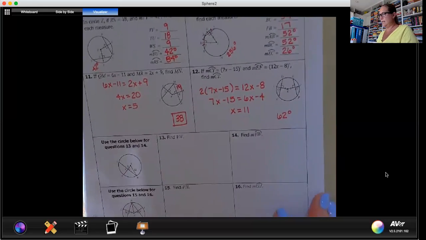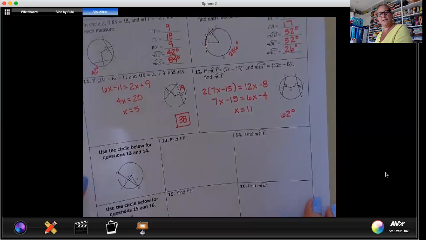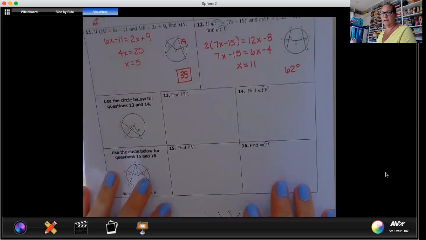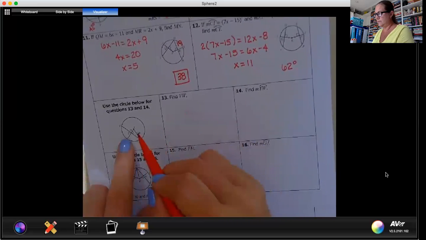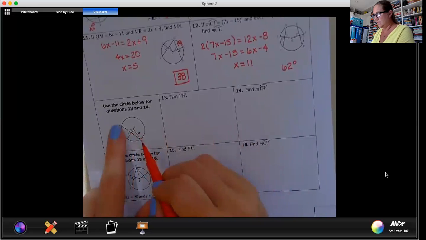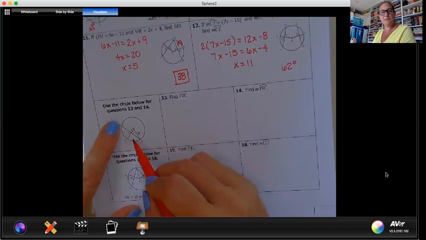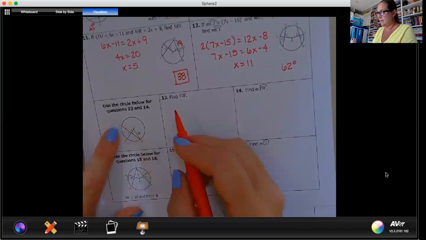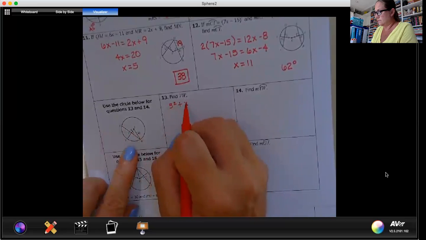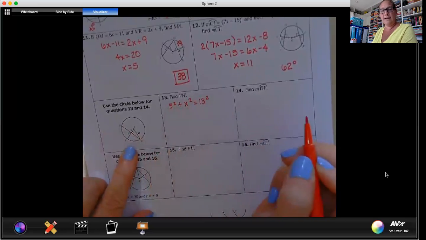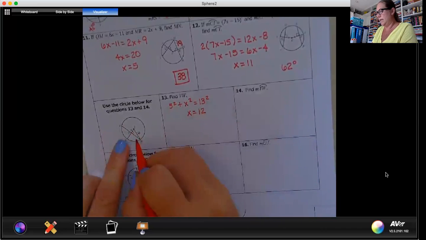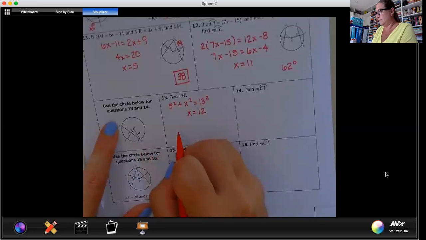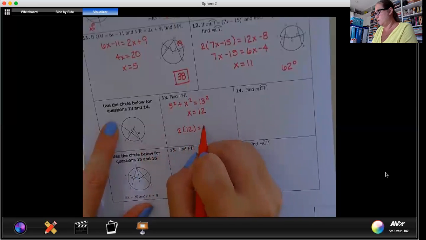Now, as we look down here, we're going to be using some of that right triangle trig information that we used in a previous chapter. Taking a look at problem number 13, using this circle, we've got 5, 13, and we need to find VW, which is here. So we need to use the Pythagorean theorem to find this missing piece. So 5 squared plus x squared equals 13 squared. And if you recognize that pattern for a right triangle, then x is 12. And so ZW is 12. So VW is 2 times 12, which is 24.